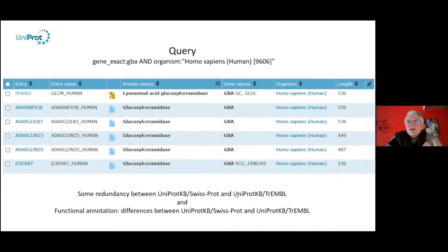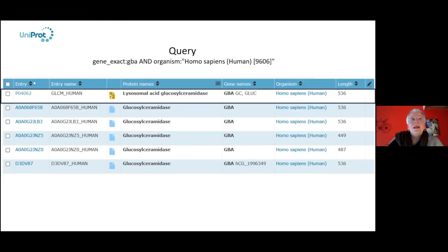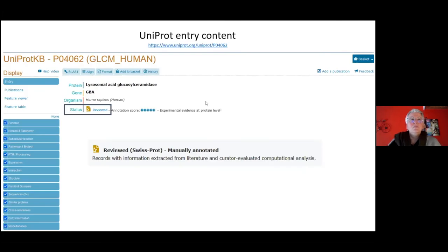So what I want to show you now is just the difference between the content of the entry which has been manually annotated by the expert biocurator, so those are the Swiss-Prot ones, and the TrEMBL one, which has been annotated using automated annotation rules. So first I will focus on Swiss-Prot and have a look at these entries here. You know that the entry has been manually reviewed by an expert biocurator because there is a status reviewed here. And this really means that the records have been annotated thanks to the information which has been extracted from literature or also from some computational analysis which have been evaluated by the biocurators.